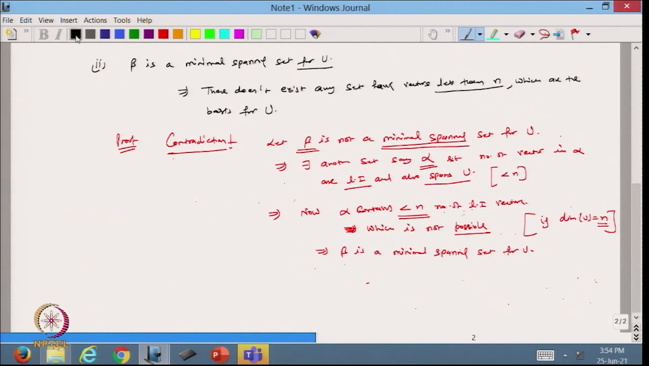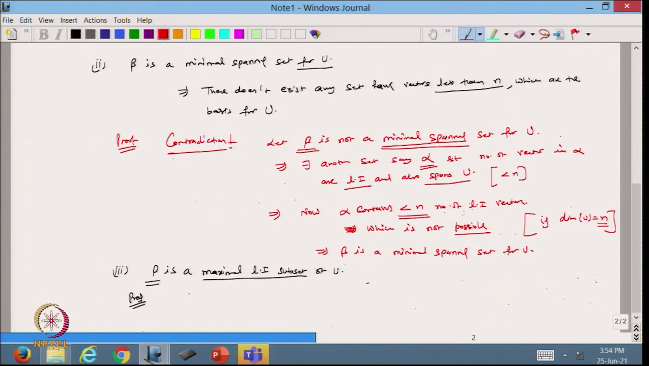Now, the same way we can discuss the third one. The third one says that beta is a maximal linearly independent subset of U. So, it is the maximal linearly independent subset. We cannot have a subset of U which contains more linearly independent vectors than this set beta. So, let us prove this one.